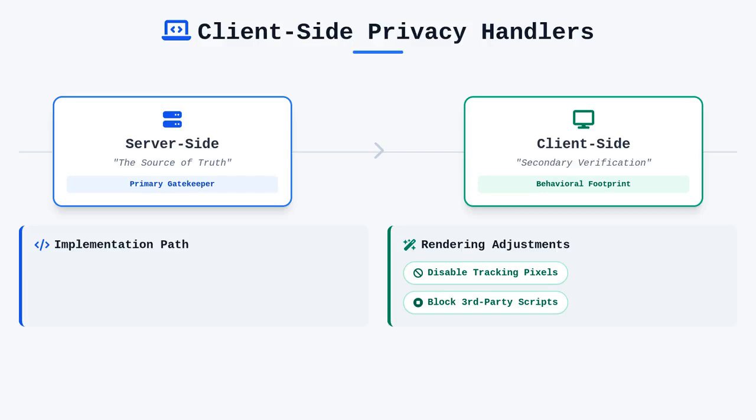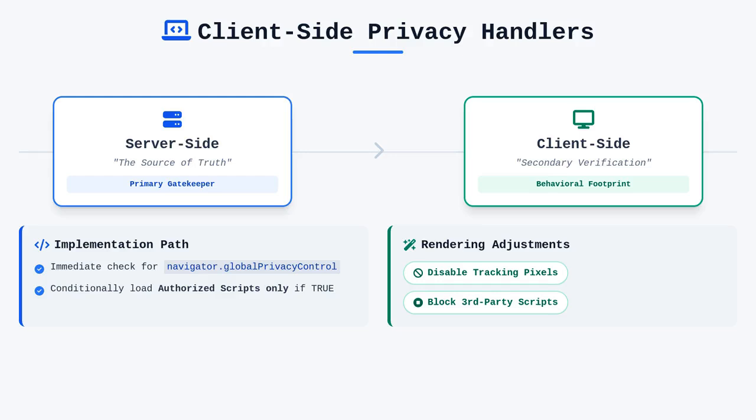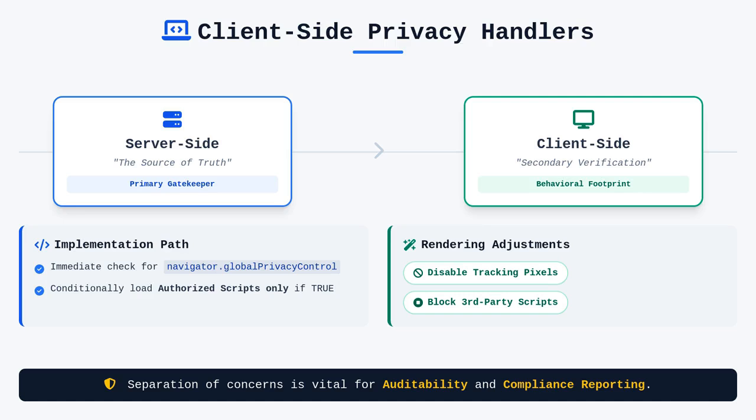Developers should structure their initial load phase to check for navigator.globalPrivacyControl properties immediately upon execution. If the property exists and is set to true, the application should conditionally load authorized scripts only. This approach creates a two-tiered defense system where the server handles data handling logic, and the client manages the visual and behavioral footprint. Maintaining this separation of concerns is vital for auditability and compliance reporting across your web estate.